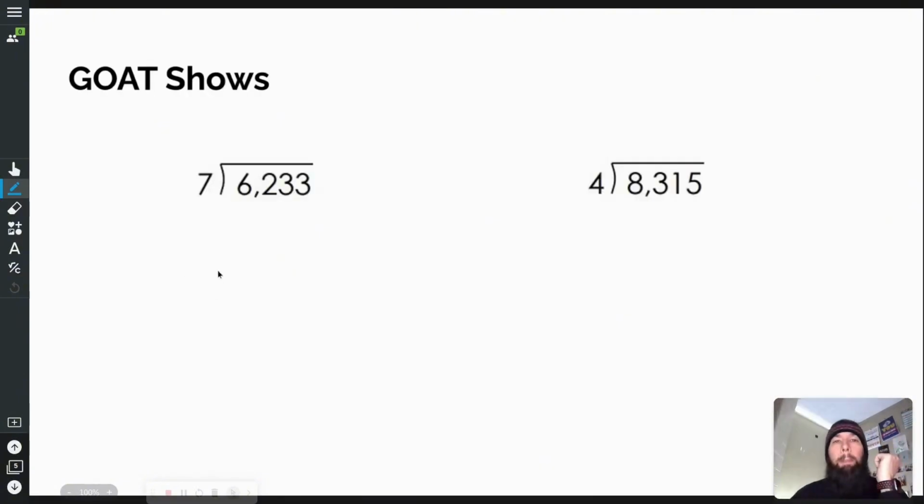Ooh, the numbers get bigger. So 7 times what is 6? Can't do it. 7 times what is 62? Well, if you accidentally go too high, if you're like, what about 9? 7 times 9 is 63. That's too high. So do 7 times 8, because 7 times 8 is 56. You write down the 56 underneath.